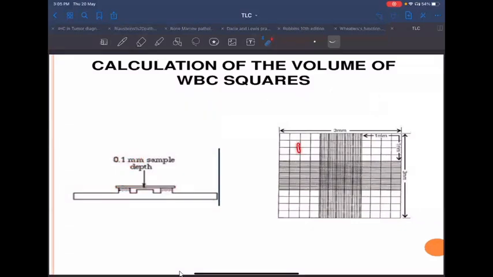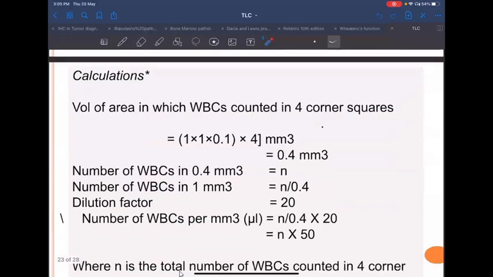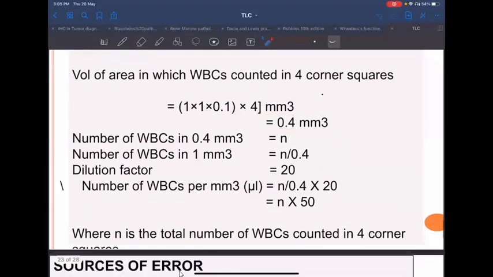That is the volume of a single square, and the volume of all four squares will be 4 into 0.1 mm³, which will be 0.4 mm³. So the volume of the area in which WBC is counted in four squares is 1 into 1 into 0.1 into 4, equal to 0.4 mm³. Let us assume that the number of WBCs in all these four corner squares is n.